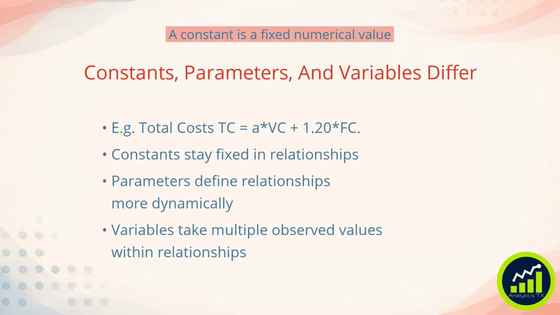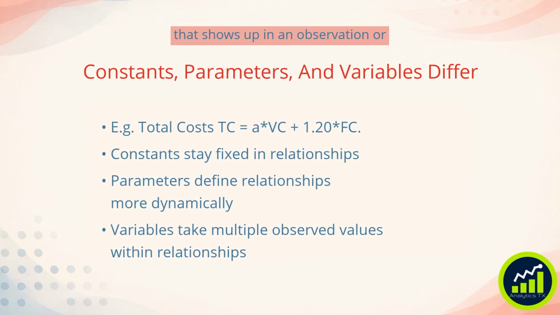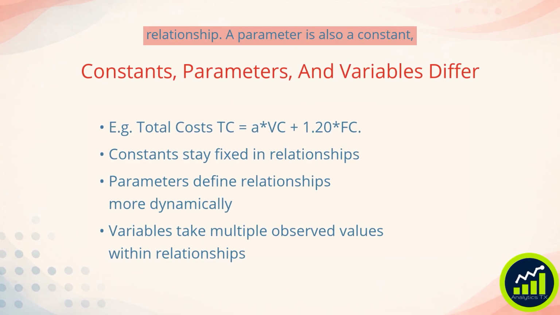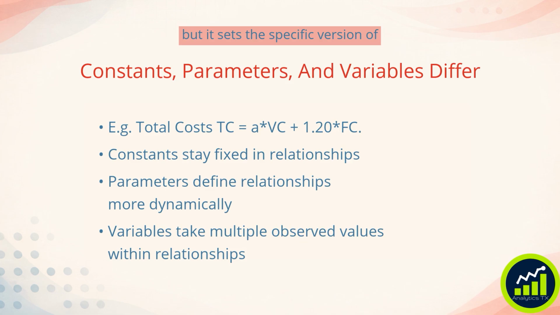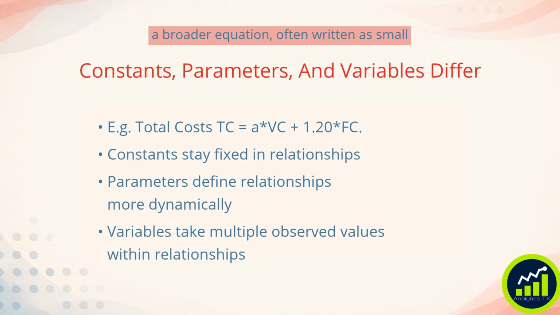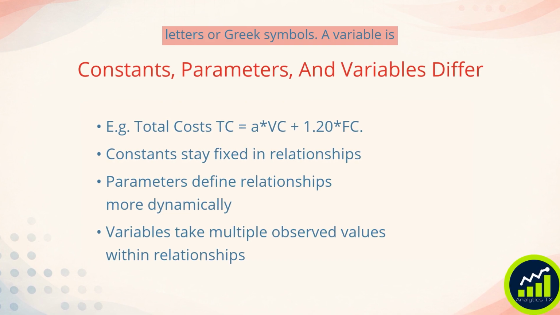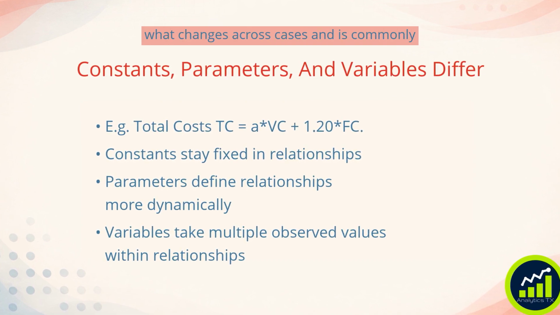A constant is a fixed numerical value that shows up in an observation or relationship. A parameter is also a constant, but it sets the specific version of a broader equation, often written as small letters or Greek symbols. A variable is what changes across cases and is commonly written as a capital letter.